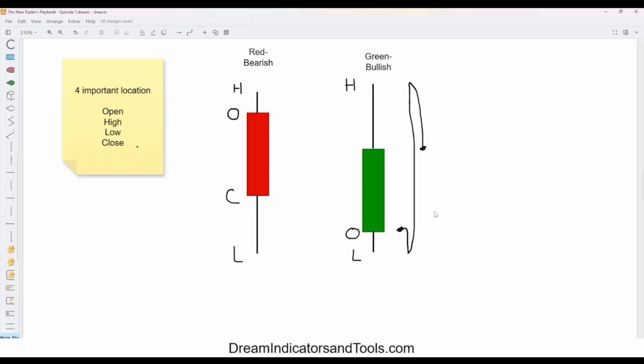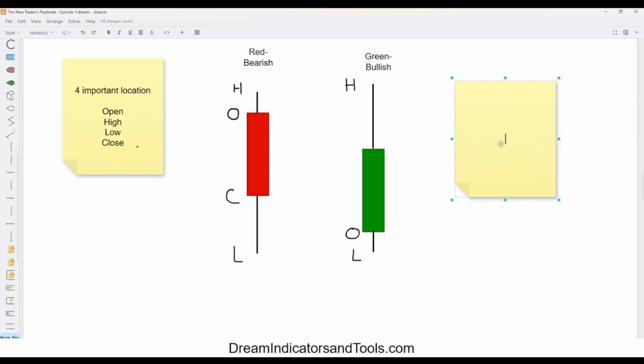Open, high, low, close for bearish candles, or open, low, high, close for bullish candles. Fantastic. Now, the cool part about this is that it works in many different ways. So we don't have to say, oh, well, what about this time? What about that time? Well, actually, what we'll see here is that all time frames are made up of OHLC.